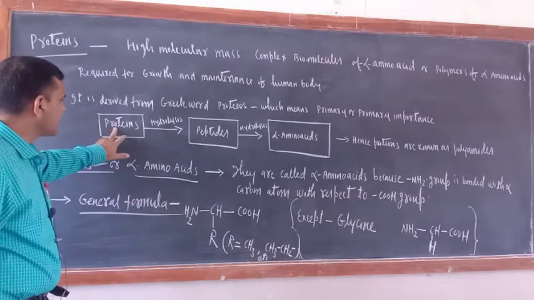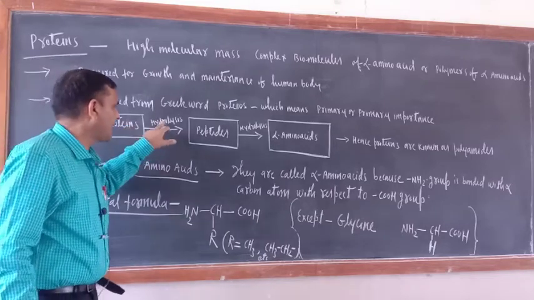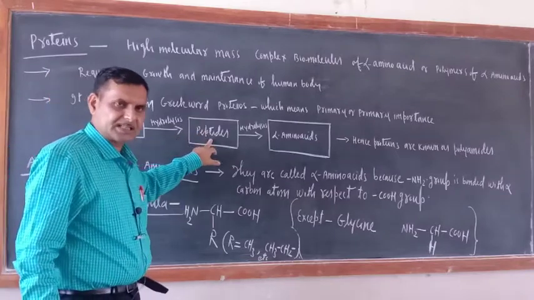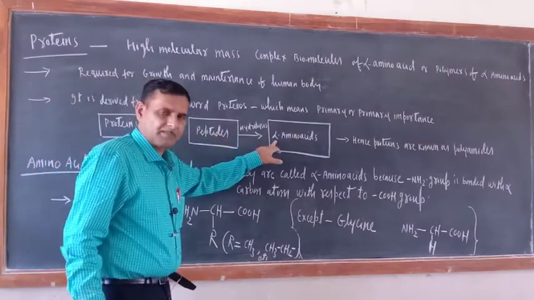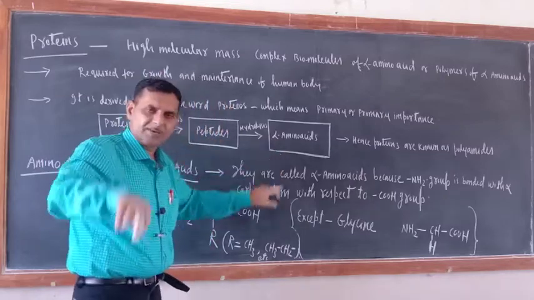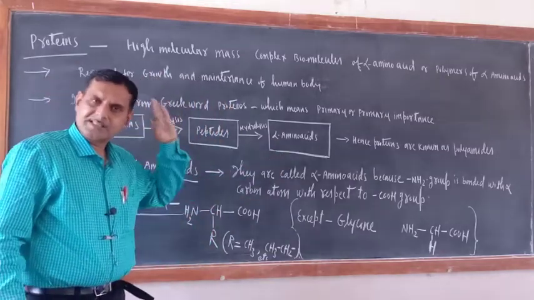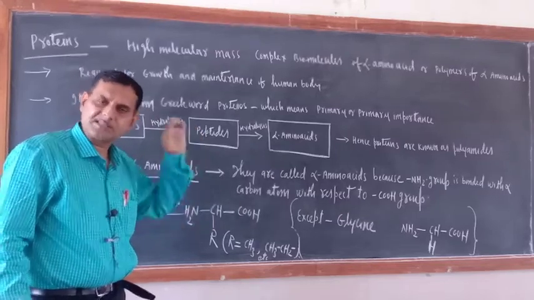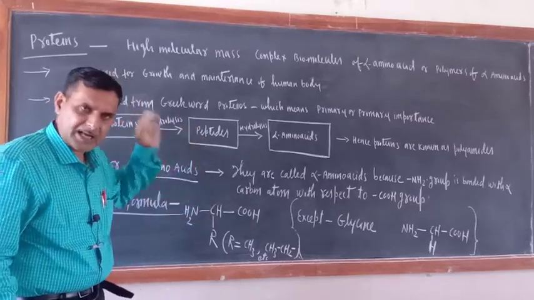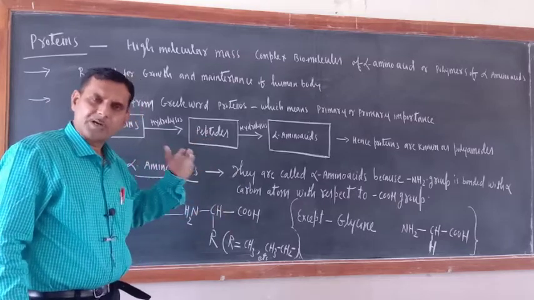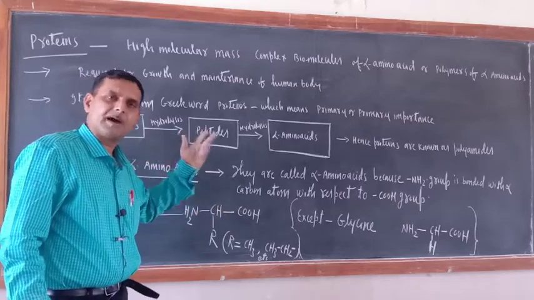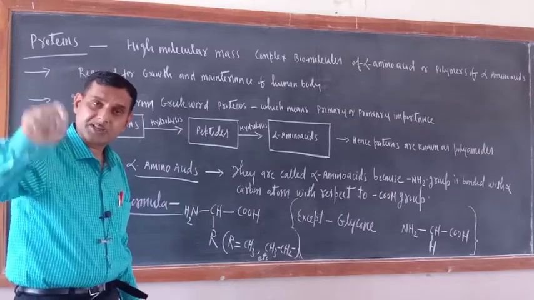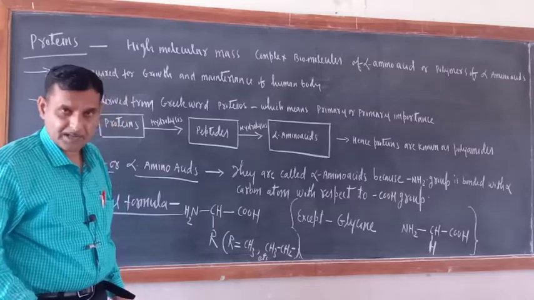So now proteins, if subjected to hydrolysis, peptides will form. When peptides are further subjected to hydrolysis, then alpha amino acids are formed. So we can say the ultimate hydrolysis product of proteins is alpha amino acids. So proteins are ultimately made up of alpha amino acids. Alpha amino acid, amino means NH2 group, correct or not?